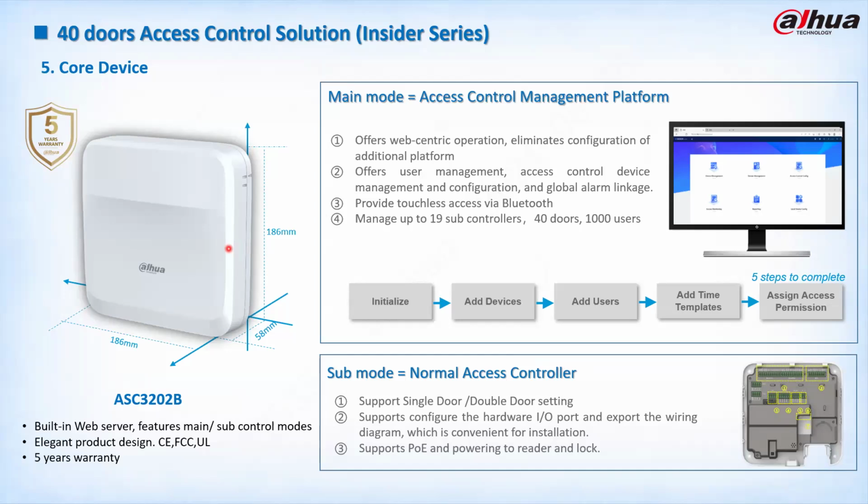So this includes a 5-step process to complete configuration of the device. That's the main control. Just initialize the device, add the devices, add users, add timestamps, then assign access permissions to, for example, the users who are going to be using multiple doors. Then we have the sub mode controller. So this is going to be used when it comes to using the subcontrollers.